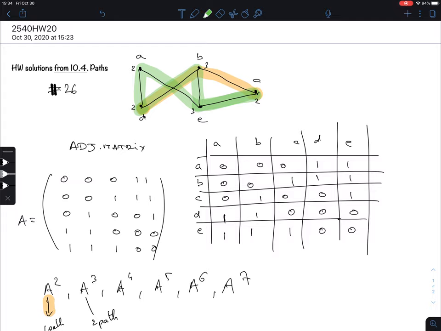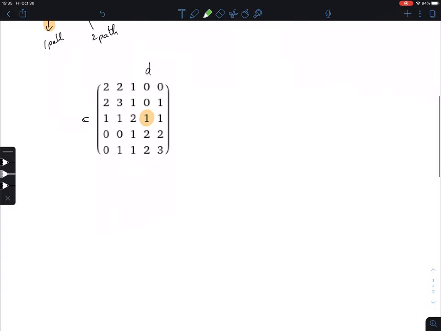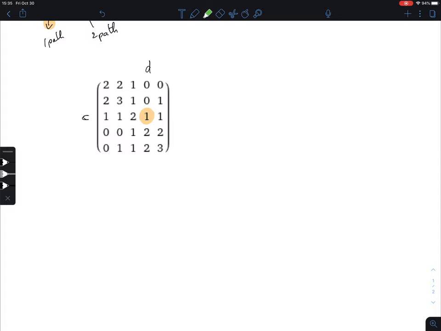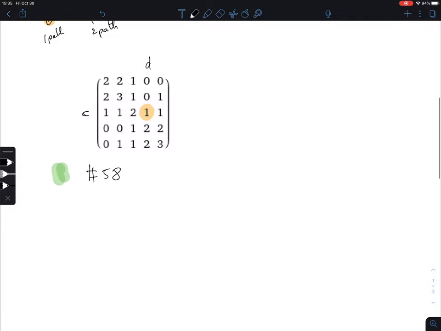Okay, that's 26. Then the next one was 58. Number 58 dealt with the graph in exercise 2. Let me draw the graph. It's basically the same vertices, but it is a directed graph.